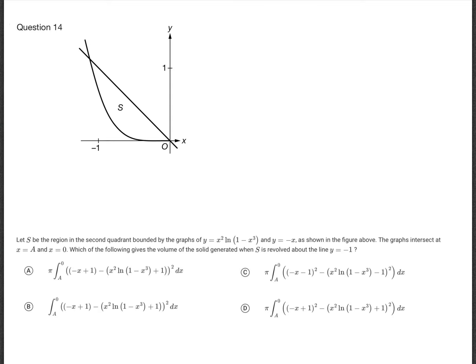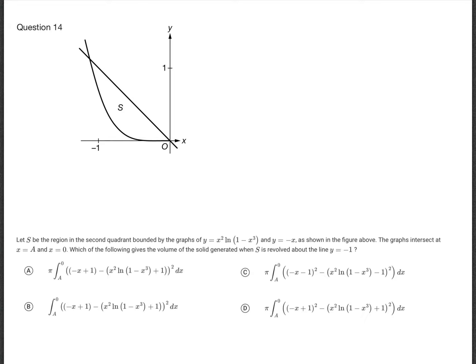Okay, next one. They say let S be the region in the second quadrant, bounded by the graphs of y equals x squared ln of 1 minus x cubed, and y equals negative x, as shown in the figure. So definitely this is y equals negative x, and this is that other function. The graphs intersect at x equals a, so that'll be the x value of this intersection, and x equals 0. Which of the following gives the volume of the solid generated when S is revolved around the line y equals -1?